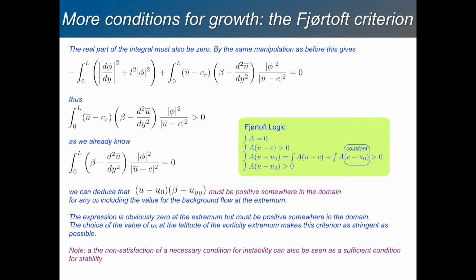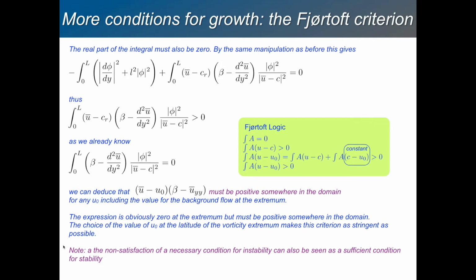But then what's critical, what's interesting, is that if u naught has a medium kind of value, so that this term also changes sign in the domain somewhere, well, then you add an extra criterion which is more of a constraint than just the Rayleigh criterion. So that's the Fjørtoft criterion.